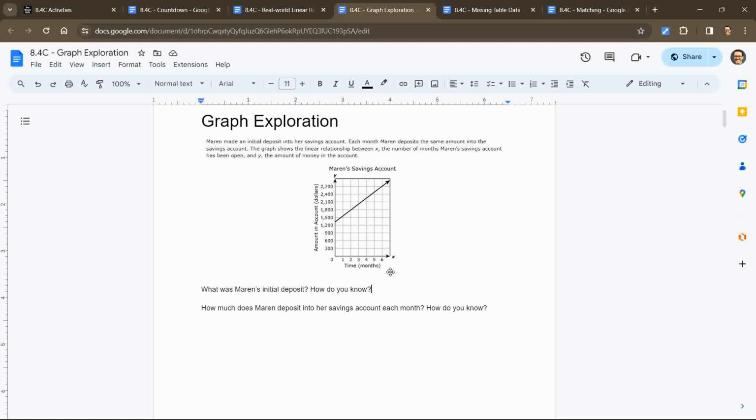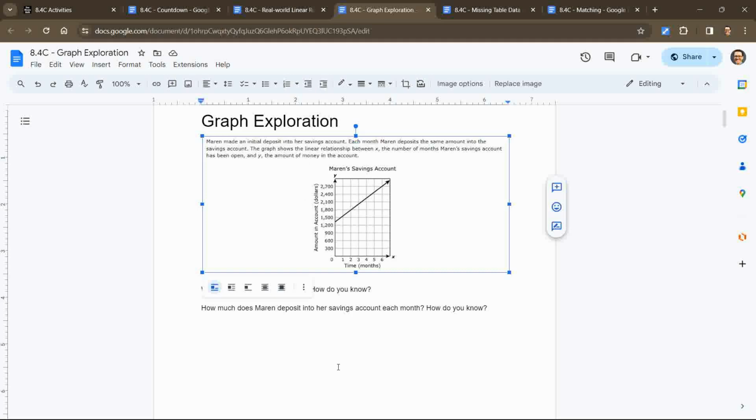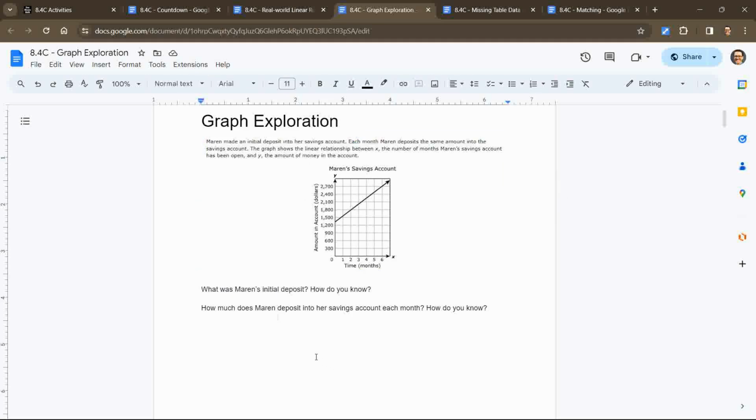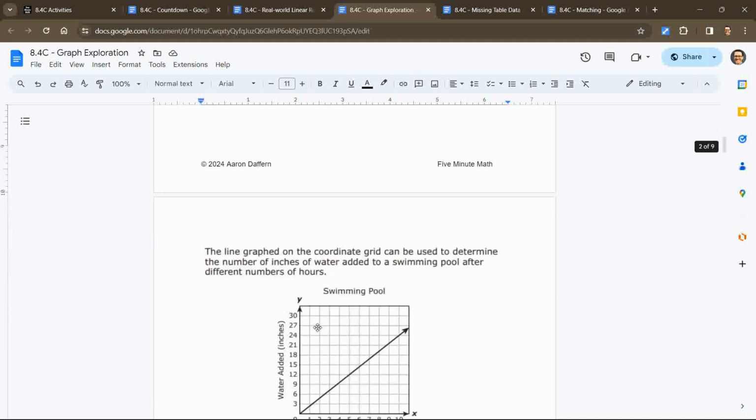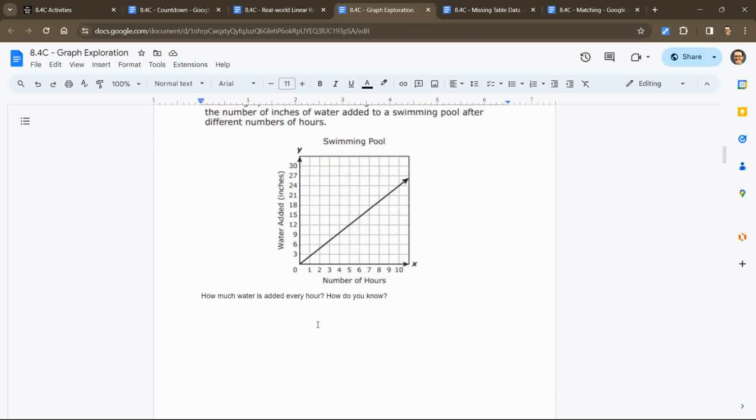So here is a graph, here's a real world relationship, and most of these are going to have the exact same questions. What was Maureen's initial deposit? How do you know? All of these are going to end with how do you know, because we want students to be able to justify their reasoning. How much does Maureen deposit in her savings account each month? How do you know? So basically, I'm asking for the y-intercept and the slope and evidence as to why, and we're just identifying it from a graph.